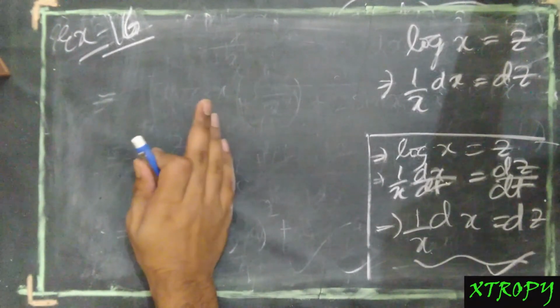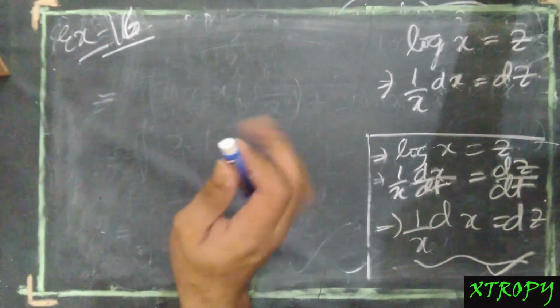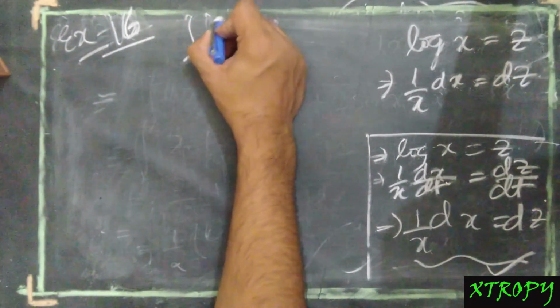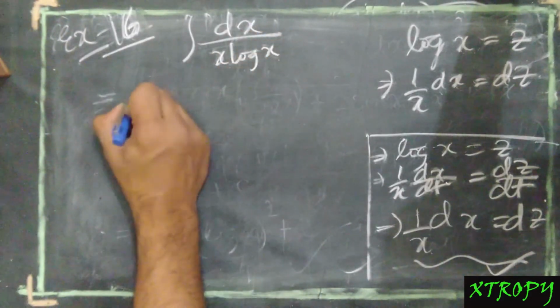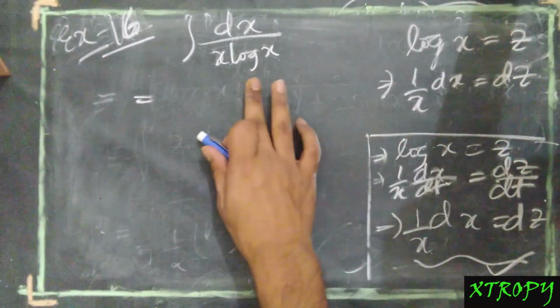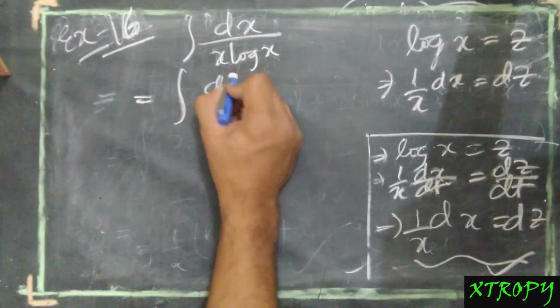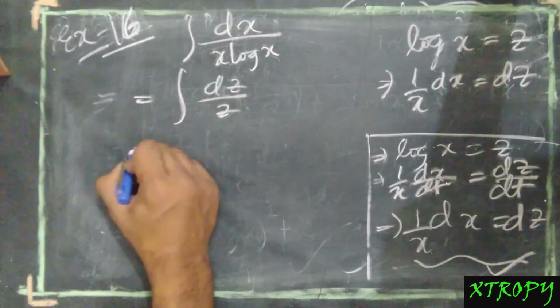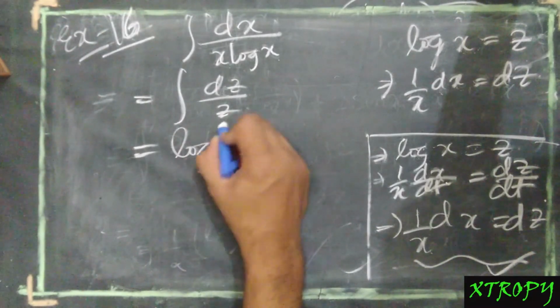Let me take another example to continue the idea of substitution. Nearly similar, just a small change. Suppose the question is evaluate dx by x log x. So this previous substitution will also work over here. We have taken log x to be z and dx by x is actually dz. Therefore this becomes dz by z. What is the integration of dz by z? It is actually log z.